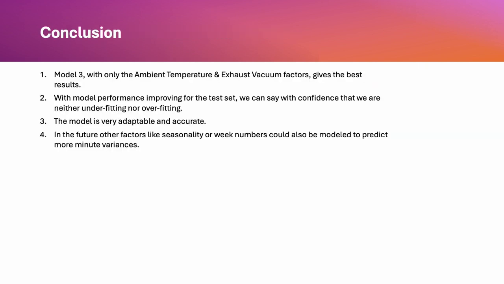Therefore, in conclusion, model 3, where we consider temperature and exhaust vacuum only as the input factors, performed the best. The model performed well with new data and therefore seems very adaptable, and the absolute error percentage is also quite low, close to 1%. In the future, to get more accurate predictions, we could explore models with additional factors like seasonality and the time of the year to understand how output changes with time of the year. We could potentially also look at more complex models if the level of accuracy desired is much more.